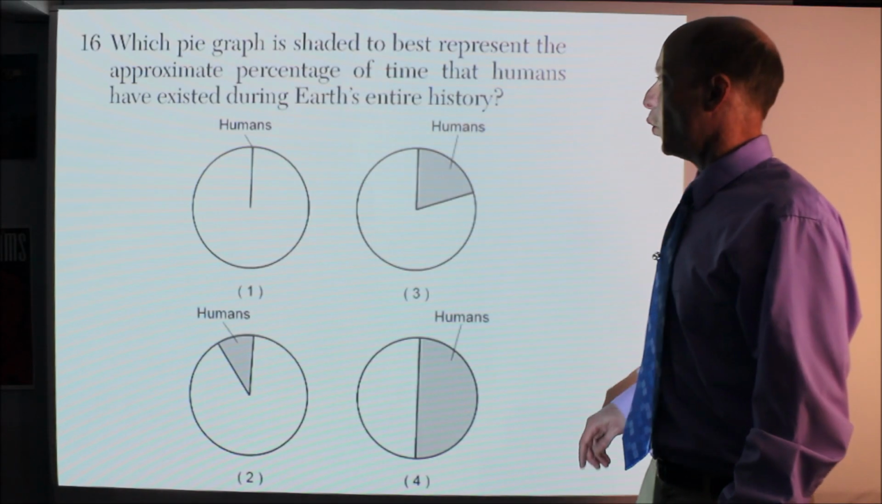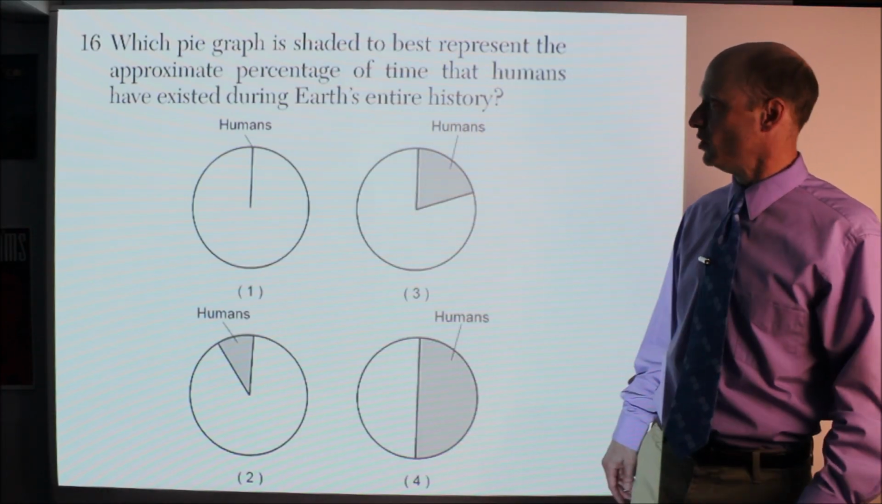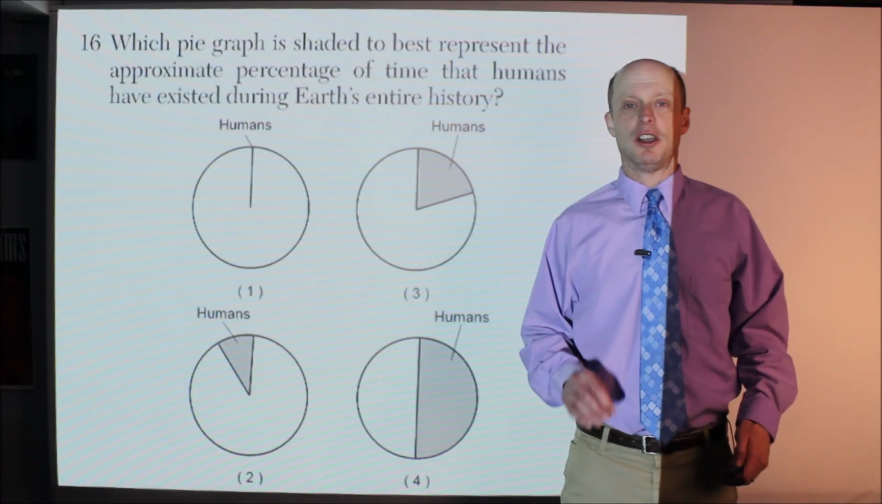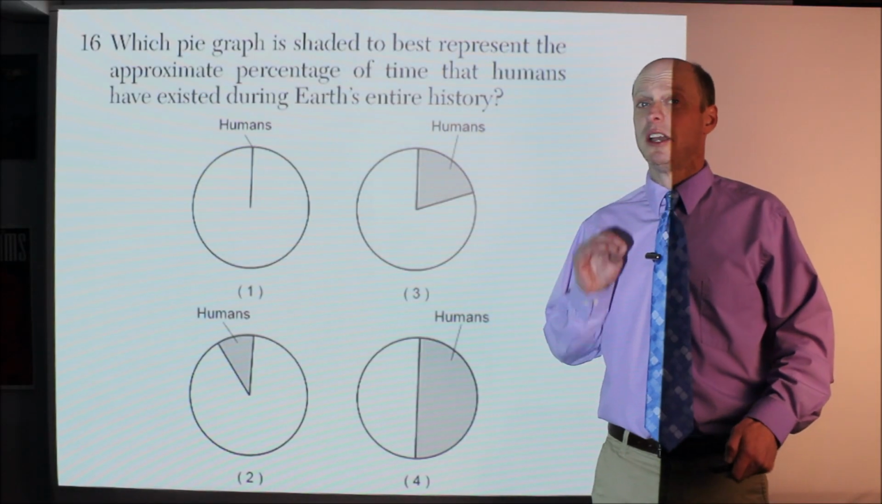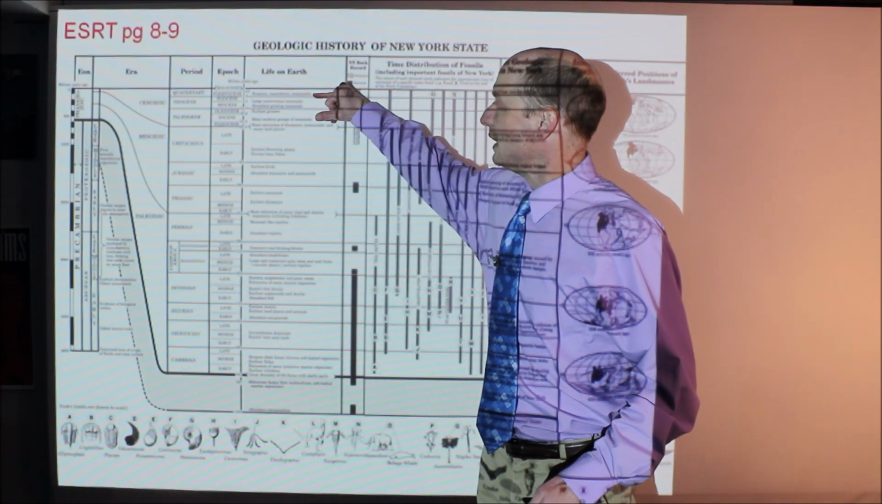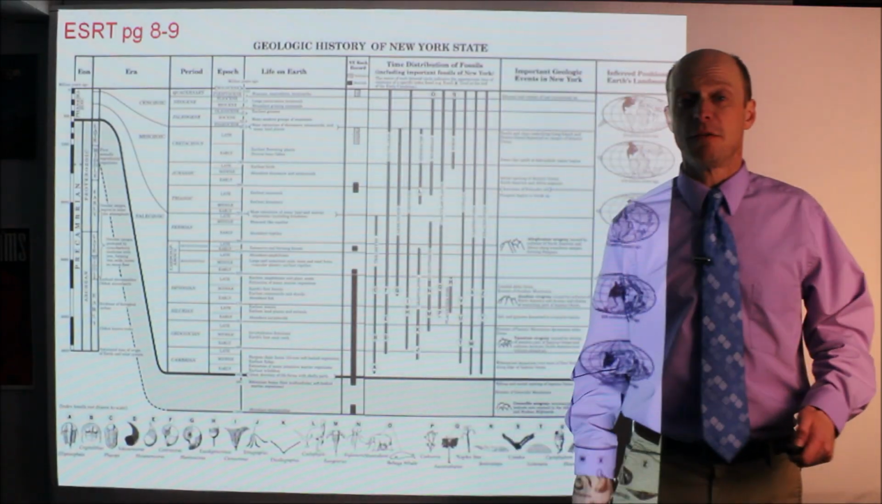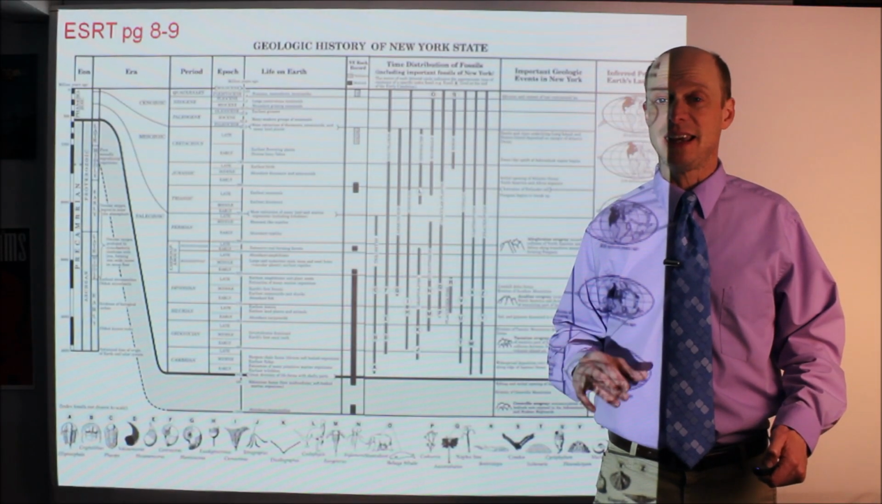Number 16, which pie graph is shaded to best represent the approximate percentage of time that humans have existed during Earth's entire history? Okay, check this out. Now, you can look at the reference table for it. Humans are right in here, it says early humans. Now, first you need to be able to understand this. This is the centerfold of the reference table. It's pages 8 and 9.